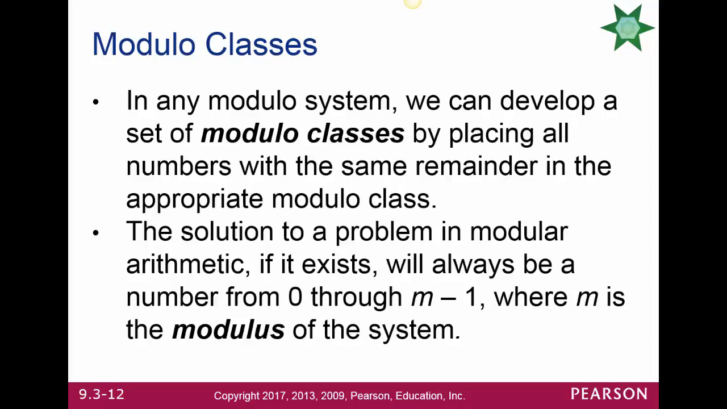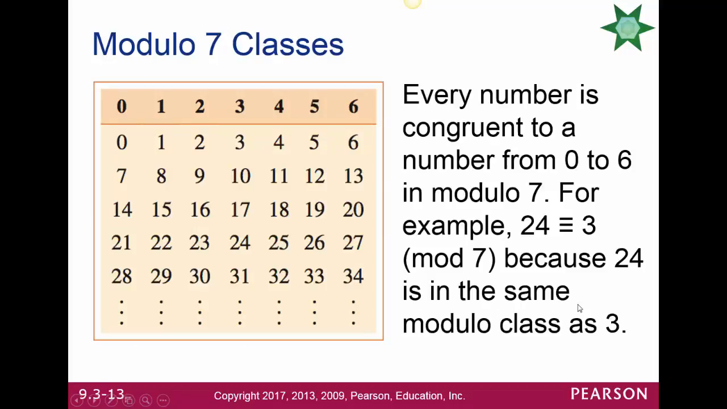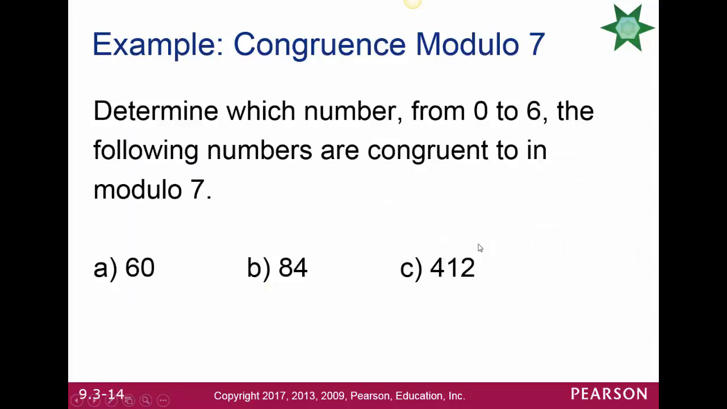The solution to a problem in modular arithmetic, if it exists, will always be a number from 0 through m minus 1, where m is the modulus of the system. So when we were dealing with the 12 months of the year, we went from 0 to 11 because the modulus was 12. And here are those modulo 7 classes again. If I look down this class, all these numbers in modulo 7 have a remainder of 1. All these numbers have a remainder of 2, and so forth. We say these numbers in one column are congruent to one another because they all have the same remainder.